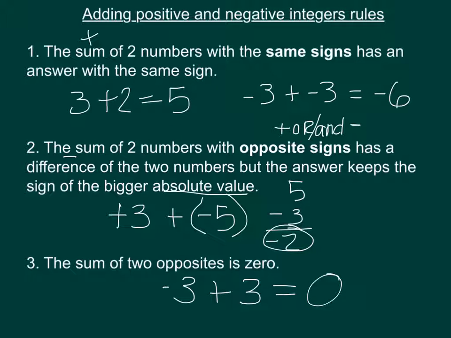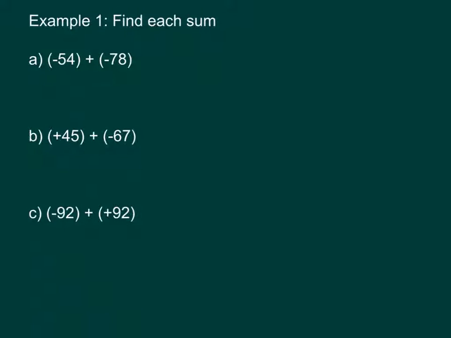Let's take a look at example 1. In example 1, we're asked to find each sum. Let's look at A. A says -54 plus a -78. If I look at the signs, I see that they're both negative, so therefore I know my answer is going to be negative. I'm going to leave my negative sign right there. Then all I have to do is just add 54 and 78. When I do that, I get 132.